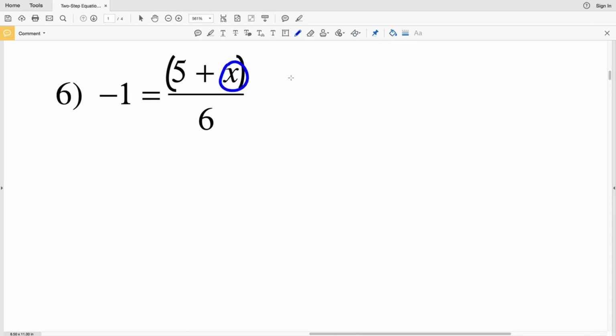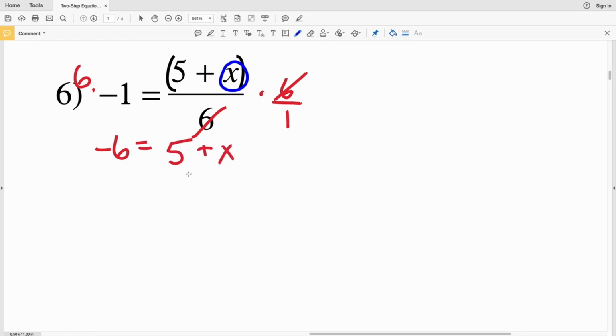So let's go ahead and work backwards, since we know that the 5 has to be added to the x at the very start, and then eventually it will be divided by 6. So we're going to start by multiplying both sides by 6. So that'll be 6 times negative 1, which is negative 6. And multiplying by 6 is the same as multiplying by 6 over 1. So you'll see that 6 divided by 6 will be 1. So we'll be left with 5 plus x over 1, which is 5 plus x. So we'll have negative 6 is equal to 5 plus x.